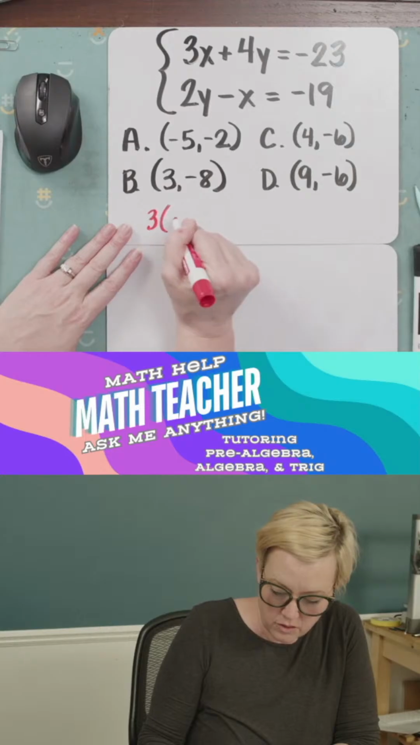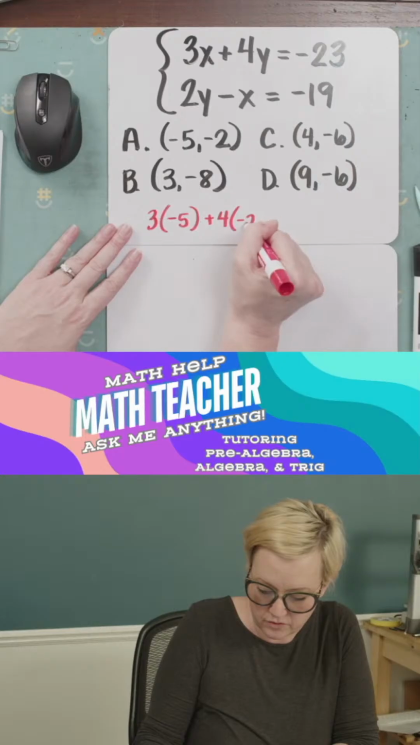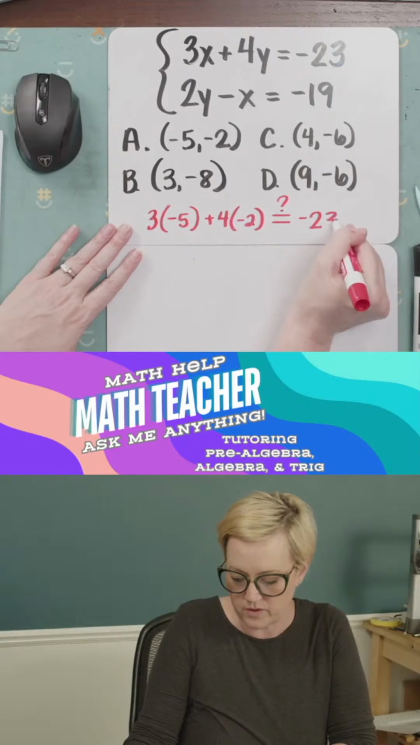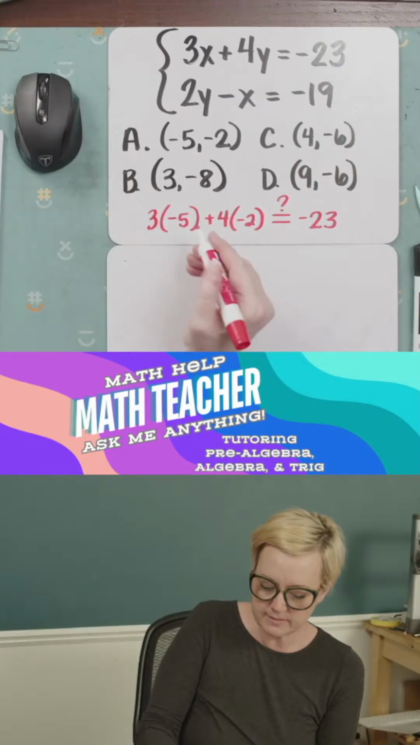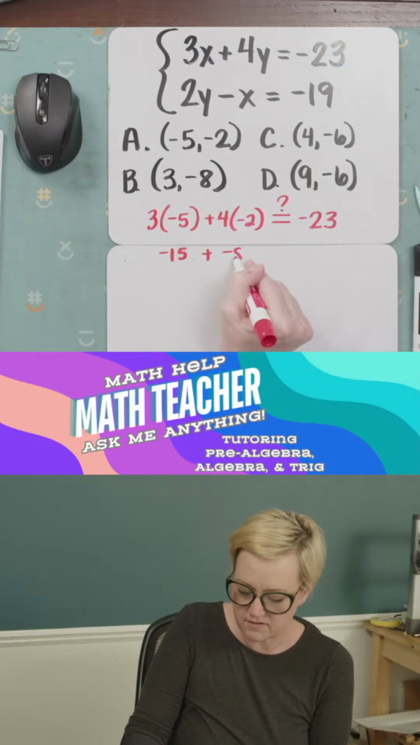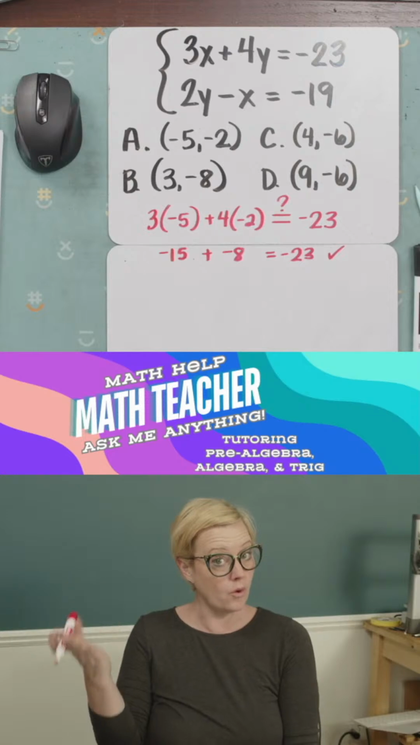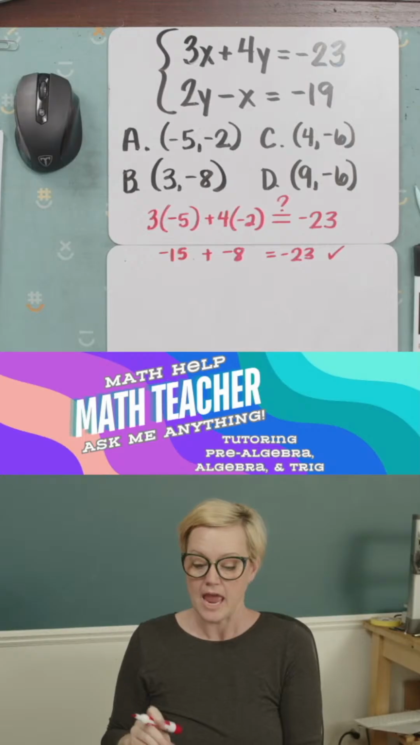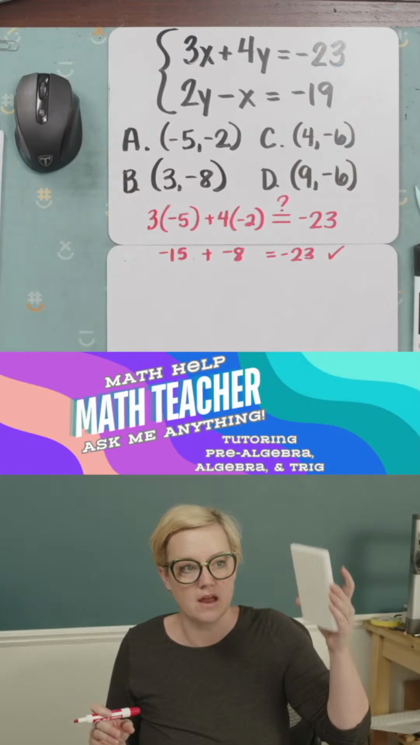So that would be 3 times -5 plus 4 times -2. And we're going to say, does that equal -23? I put the little question mark over the equal sign because we're asking, does it equal -23? 3 times -5 is -15. 4 times -2 is -8. Does that equal -23? Yes, it does. So A works for the first one, but I've got to make sure that it also works for the second one. And when you're doing this on a standardized test, you can just be plugging it into your calculator.